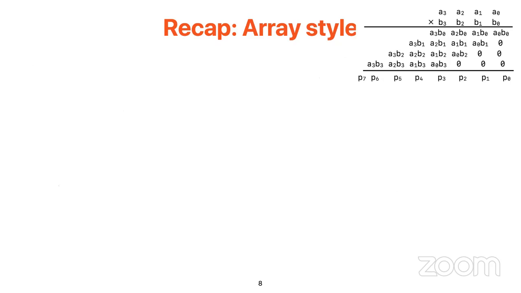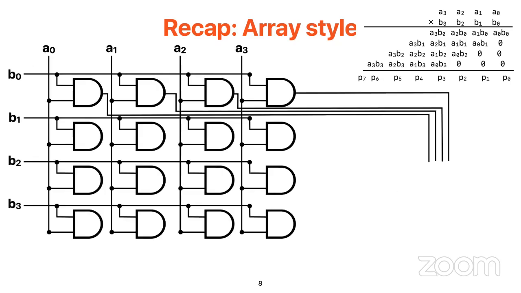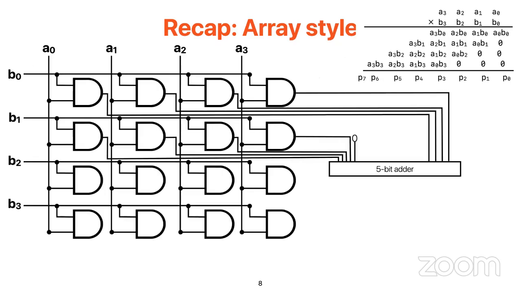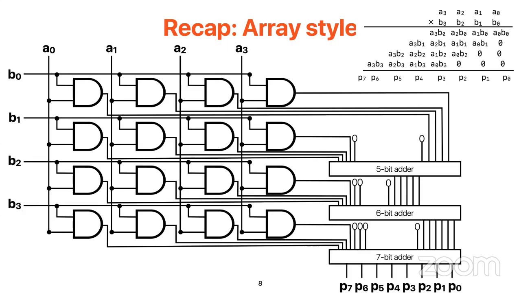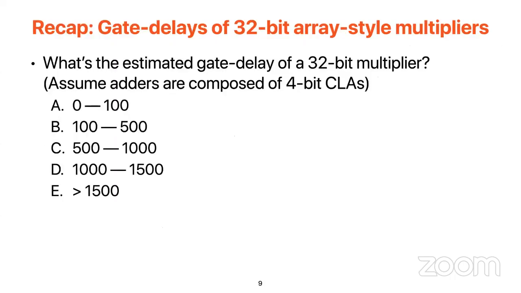This is 4-bit, and then we need 5-bit, 6-bit, and 7-bit adders until we reach the end. The same thing goes for 32-bit array style multipliers, because our final result could be as large as 64-bit. So we need this number of adders.